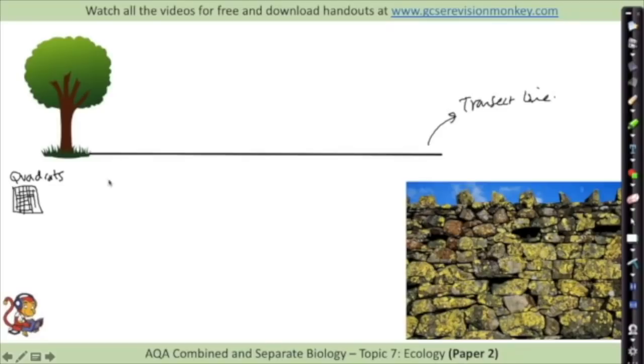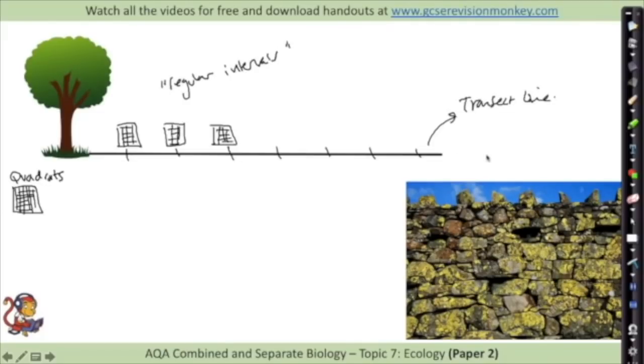Then, at regular intervals, for example, every metre or every 2 metres, you would sample the organisms. And to do that, you could either just count the number of organisms that were touching your tape measure or your piece of string that you put down as your transect line, or you could place your quadrat there and count the number of organisms that you find within your quadrat.